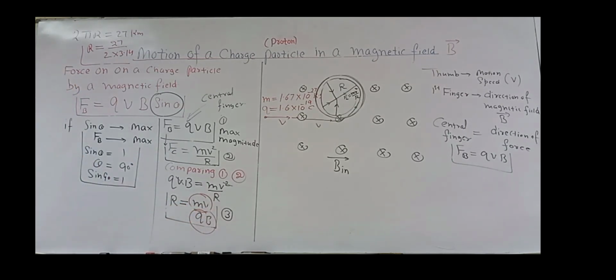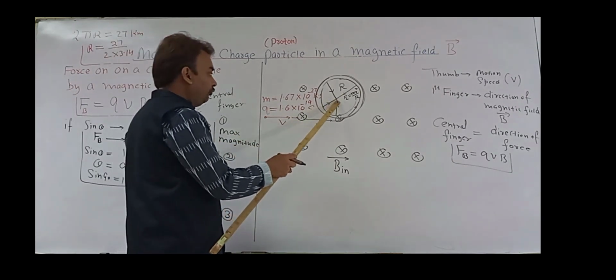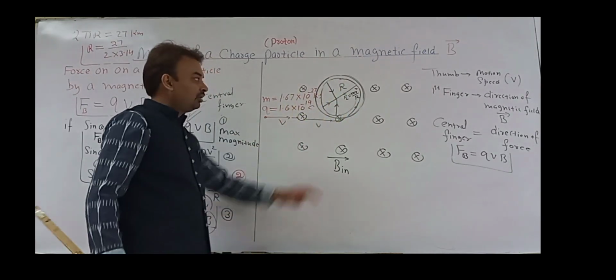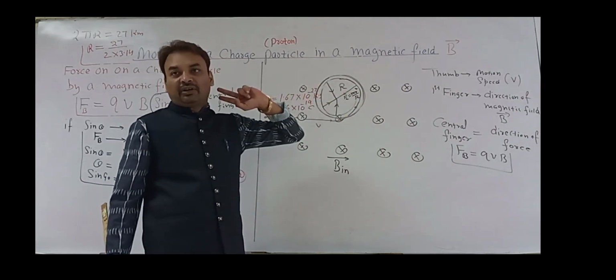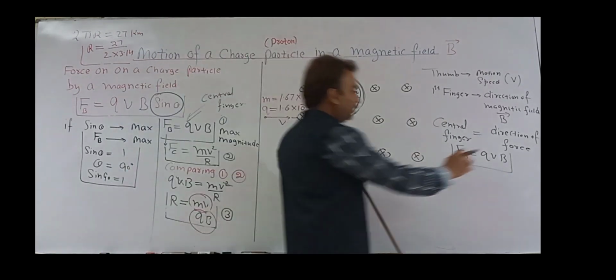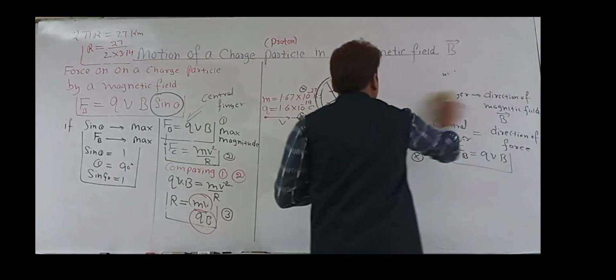Now the radius is done. After that we want to find the time period of rotation, meaning how much time it will take to make a complete circle, right? So now the time period.